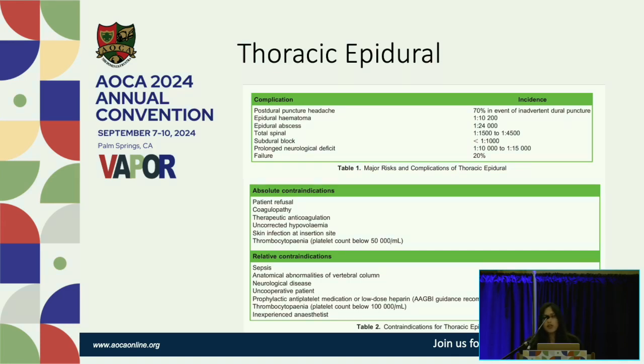There are also several absolute and relative contraindications, and these include coagulopathy, therapeutic anticoagulation, thrombocytopenia, sepsis, and many more. So while we all know the risks of thoracic epidural, there still might be a role for this in prolonged flap reconstructions.